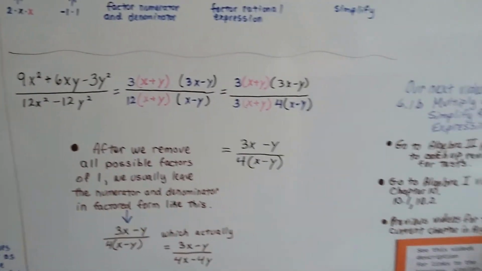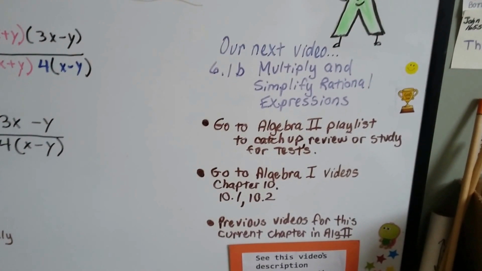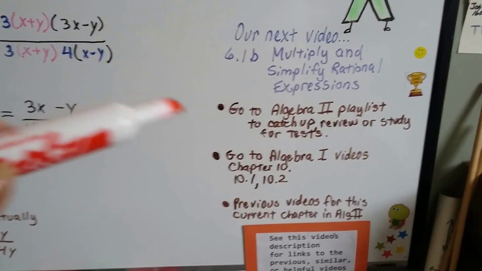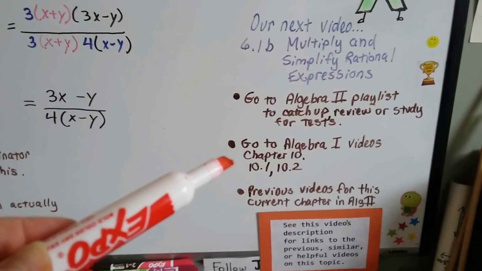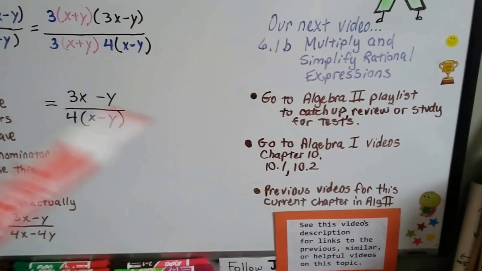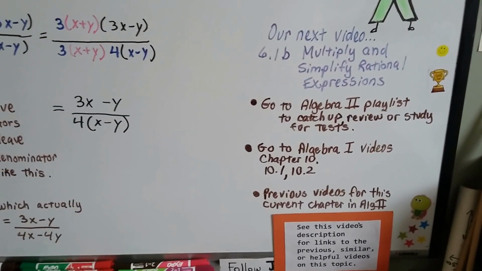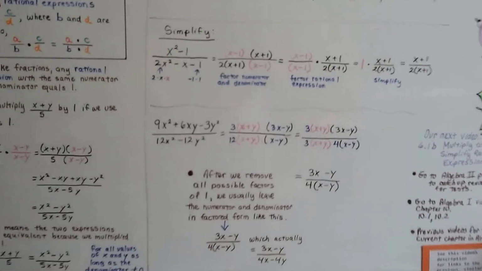All right, our next video is 6.1b, and we're going to talk more about how to multiply and simplify rational expressions. I'm going to add this video to the Algebra 2 playlist. There are going to be links to the Algebra 1 videos from Chapter 10, 10.1 and 10.2, where we talked about this, and any previous videos that would help you for this lesson, okay?